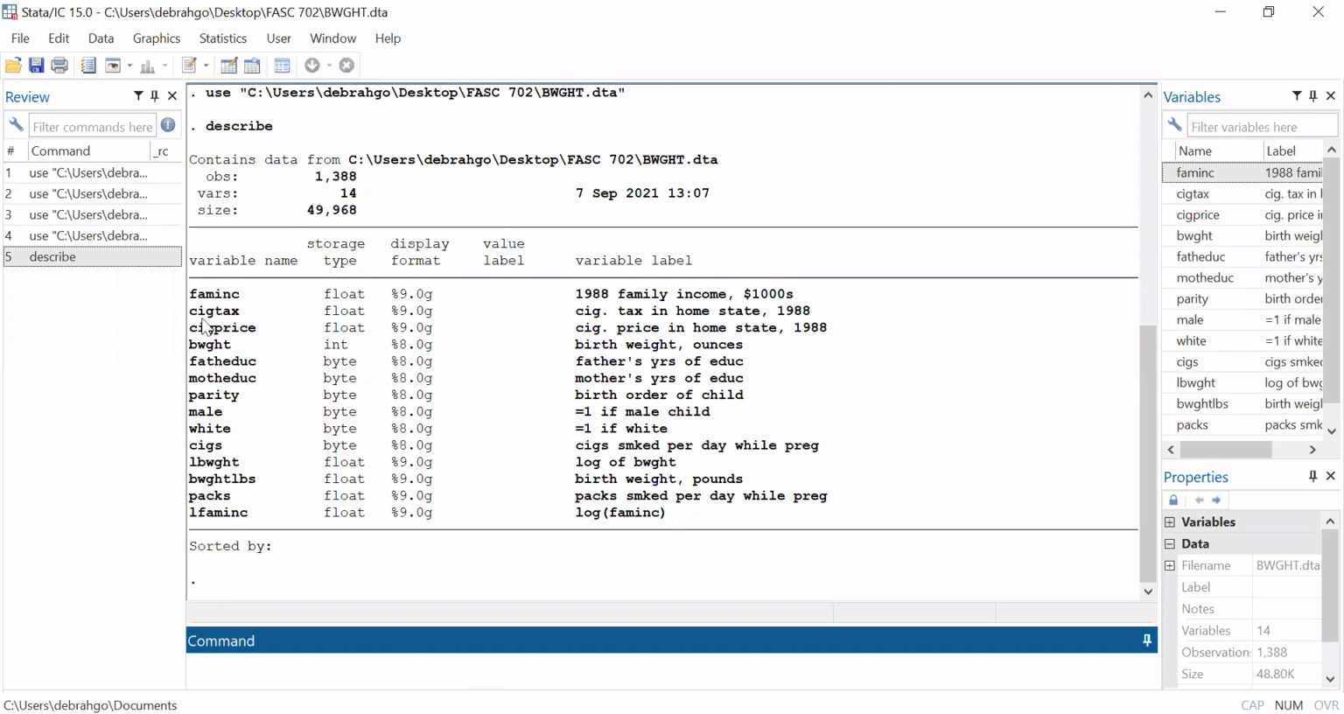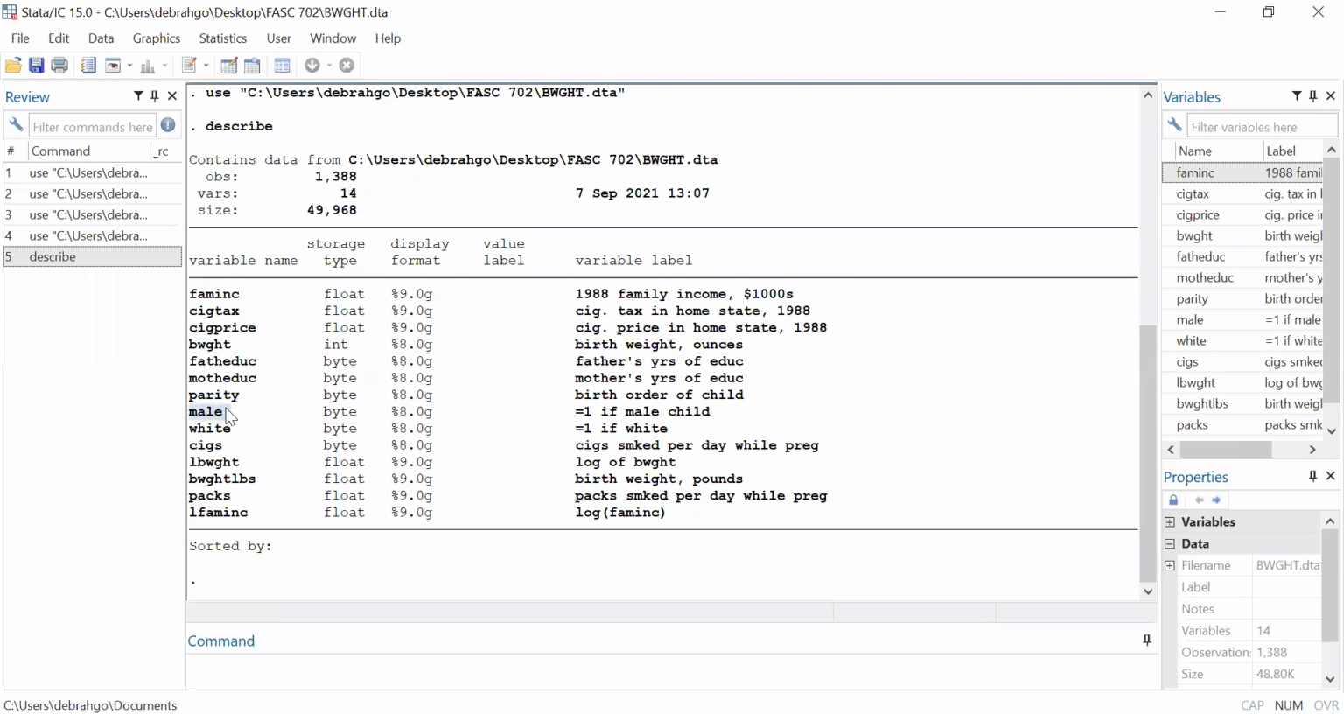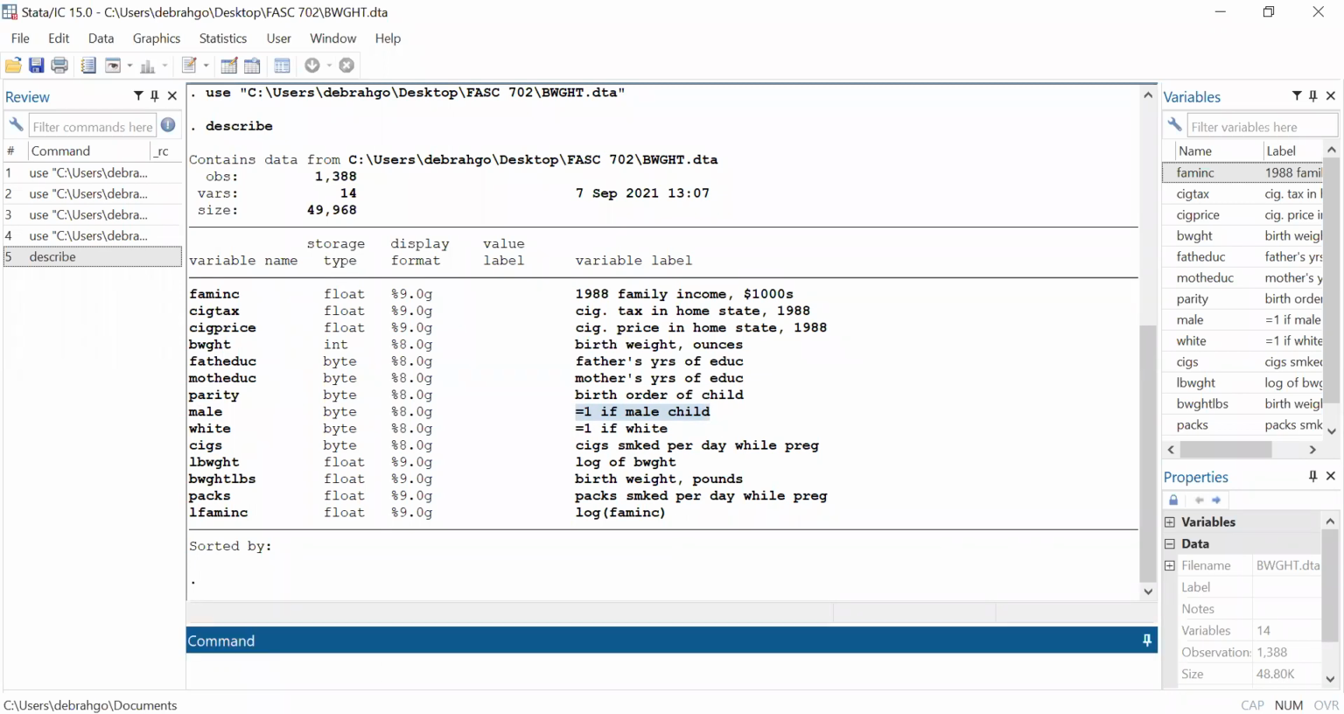Okay, we have family income, 1988 family income in thousands of dollars. Cigarette tax, cigarette price. This is birth weight. It describes the data. There is a variable called male. And what does it mean? It's equal to 1 for a male child, and 0 for a female child. Okay. This is how we do regression in Stata. So regress, was it birth weight?